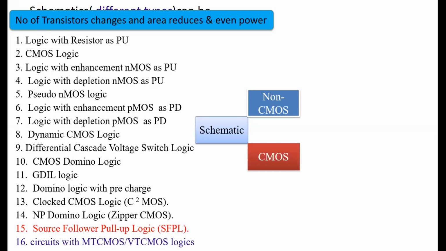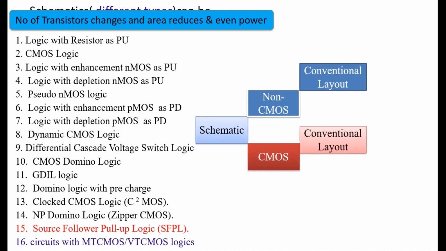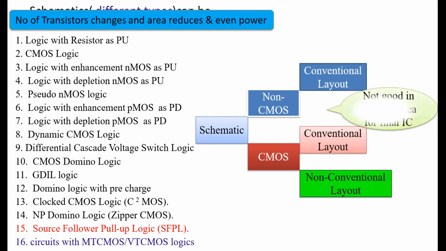As a designer, you are not supposed to decide before designing. You have to decide after designing, and with your own experience only, you have to make your conclusive statement. If it is non-CMOS, yes, only conventional layout is possible. If it is CMOS, yes, I can draw conventional, and non-conventional also I can draw. What is the problem with conventional? Yes, I cannot optimize the area. Not good in terms of area for a final IC.